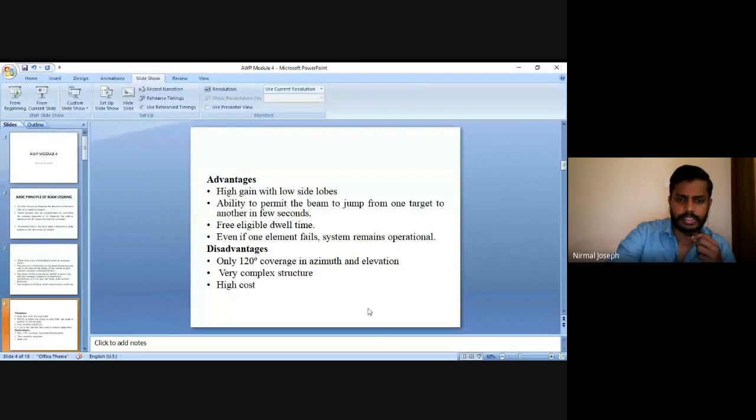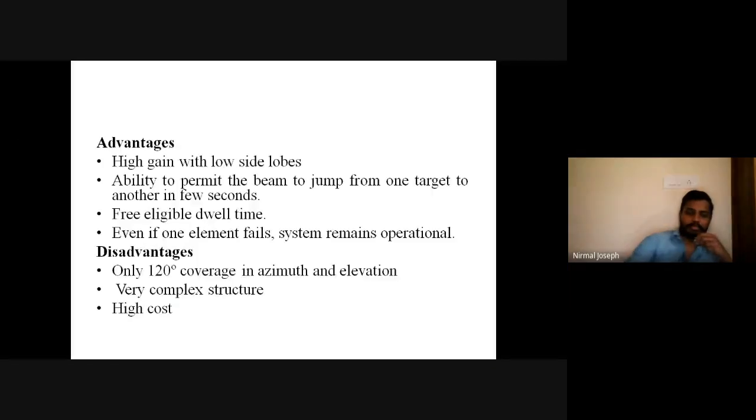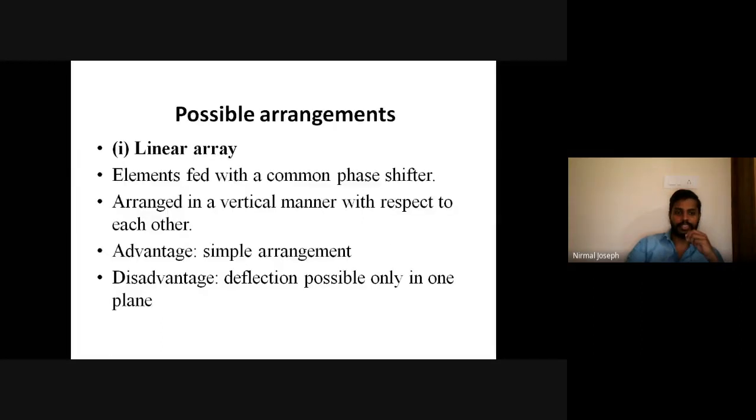Then the disadvantages: only 120-degree coverage in azimuth and elevation is applicable. And it is a very complex structure because we have to make use of the phase shifters and all, and we have to be very accurate in the phase shift. So with complex structure, of course, high cost. Okay, this we can write for almost all disadvantages: high cost, complex structure, everything. So that people are familiar with how to do.